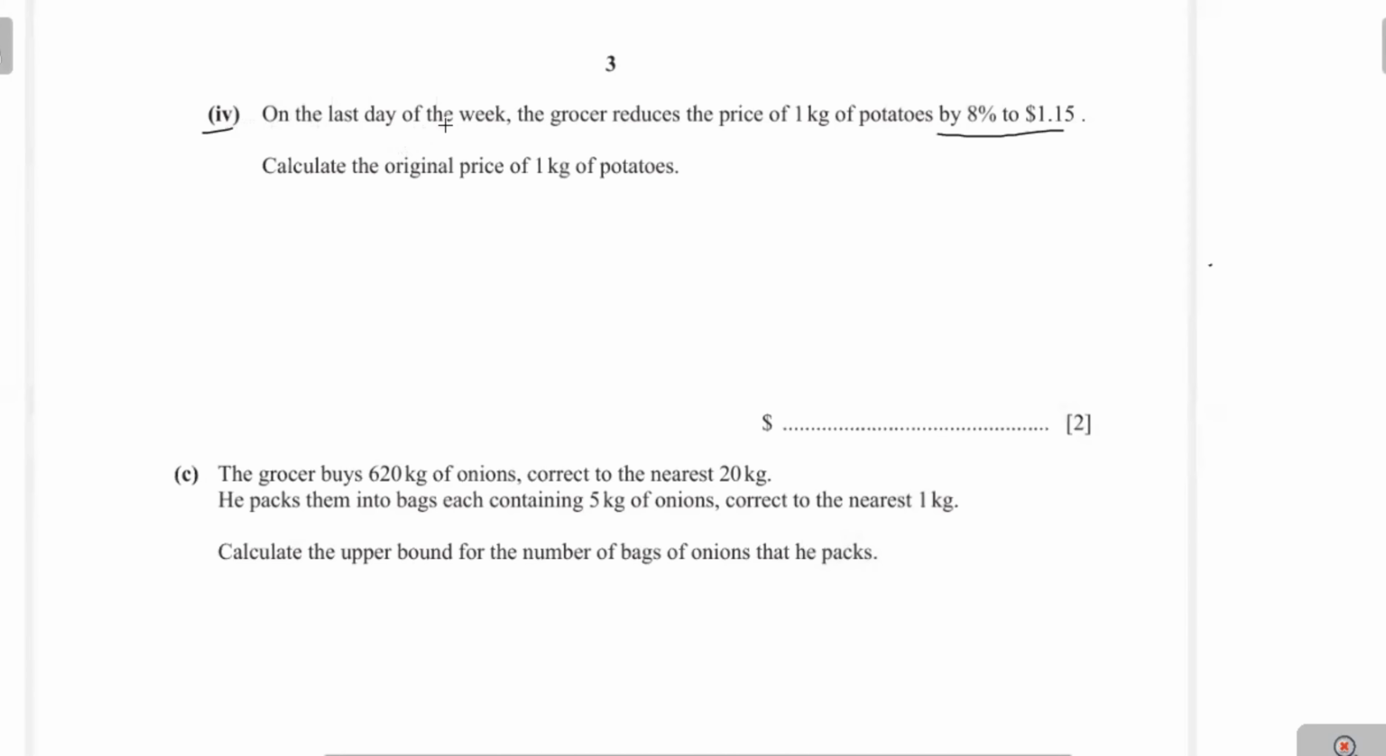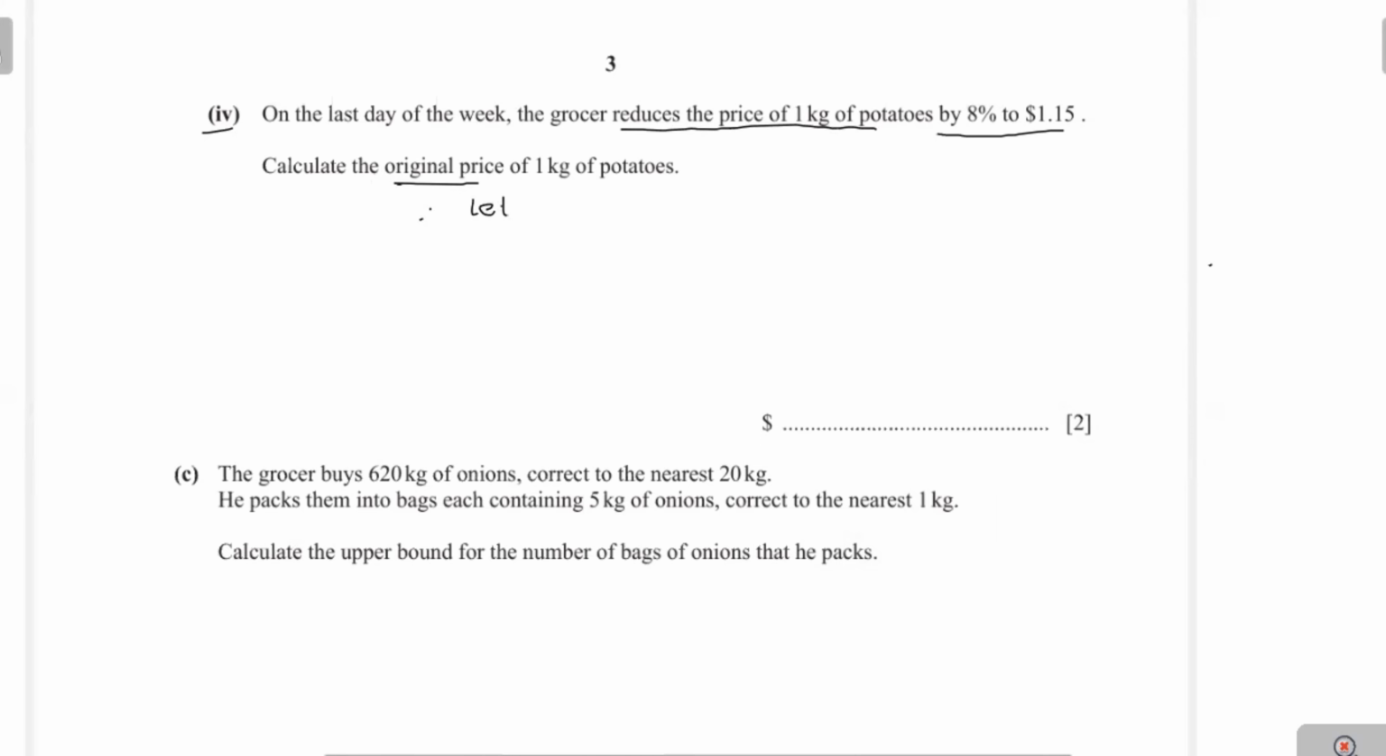Part 4. On the last day of the week, the grocer reduces the price of 1 kg of potatoes by 8% to $1.15. Calculate the original price of 1 kg of potatoes. We have to calculate the original price of 1 kg potato. We suppose X is the original price.